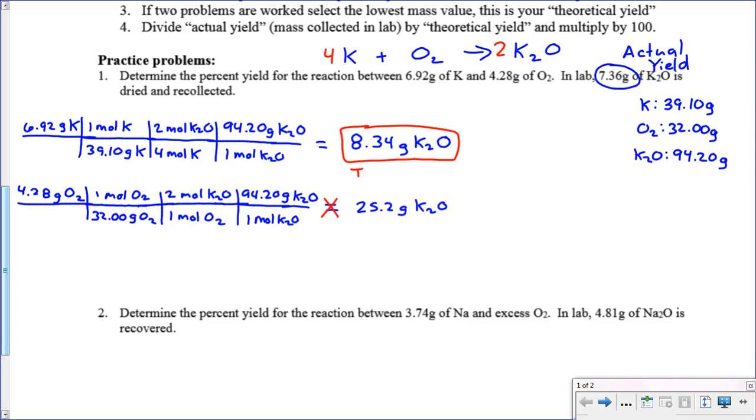This is the end of the stoichiometry part of this. This is called our theoretical yield. So the end product of that stoichiometry problem is determining the theoretical yield. As the last step, we're going to find the percent yield. We know that percent yield equals the actual yield over the theoretical yield.